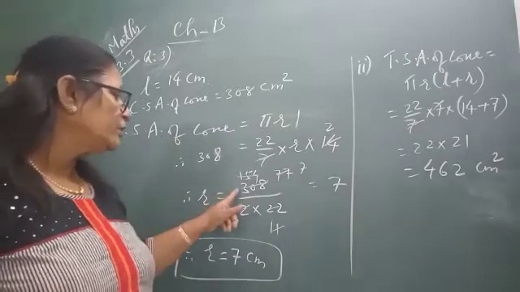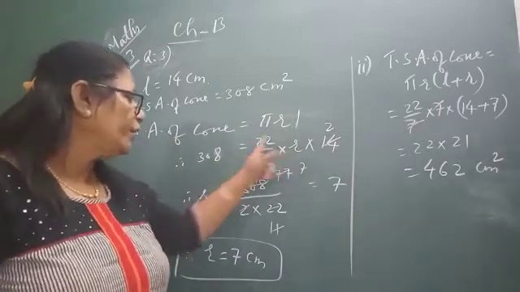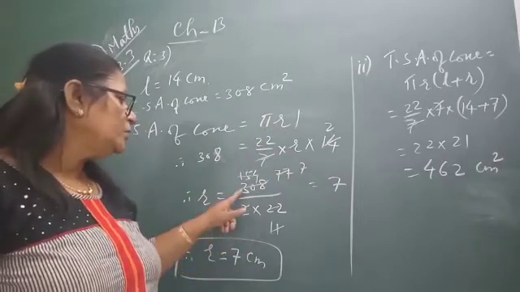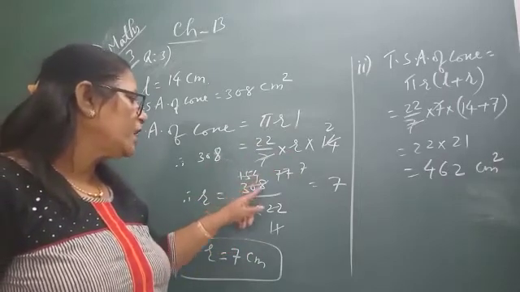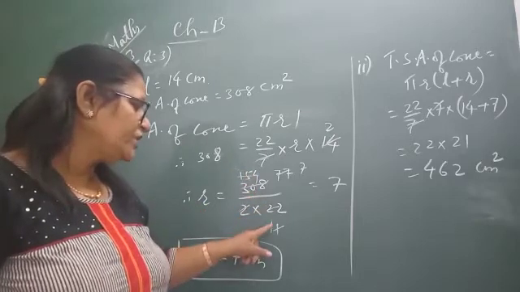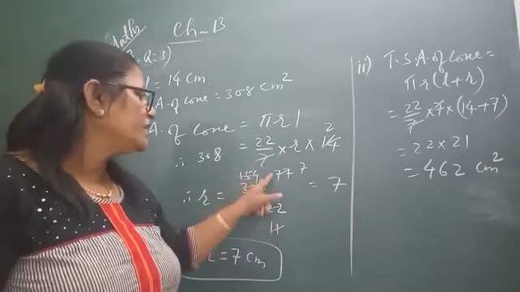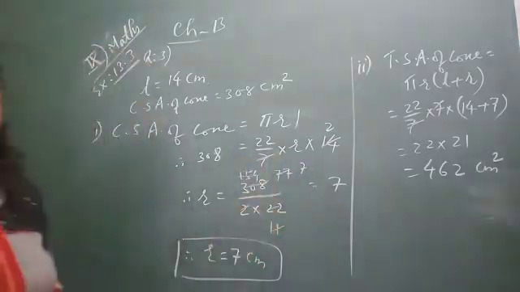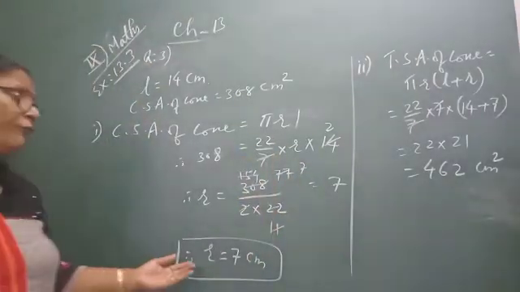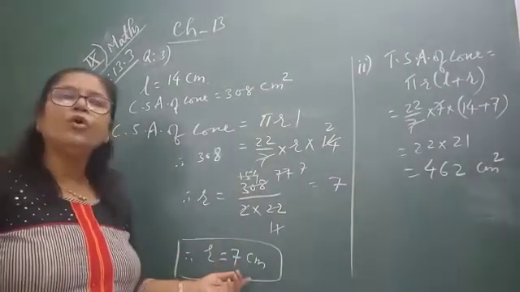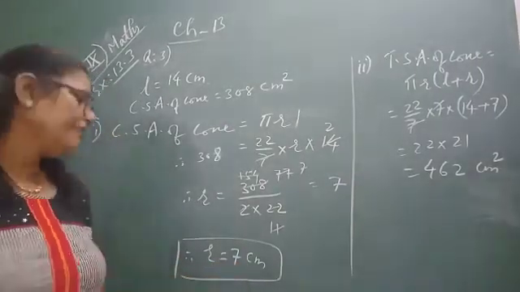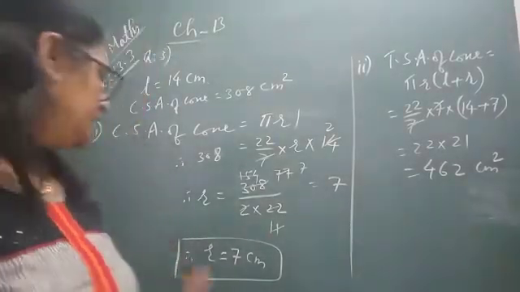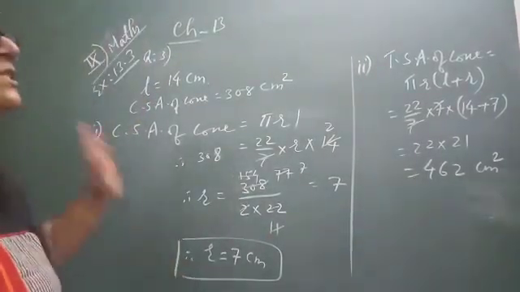Therefore R is equal to 308 upon 2 into 22. Now cancel the terms: 2 1 ja, 2 1 ja, 2 5 ja, 2 4 ja. Again 2 1 ja, 2 1 ja, 2 7 ja, 2 7 ja. Again 11 1 ja, 11 7 ja, 77. Therefore the radius of the cone is 7 centimeter. So the radius of the base of the cone is 7 centimeter. This is our first answer.